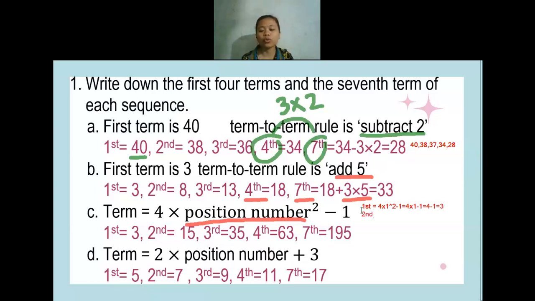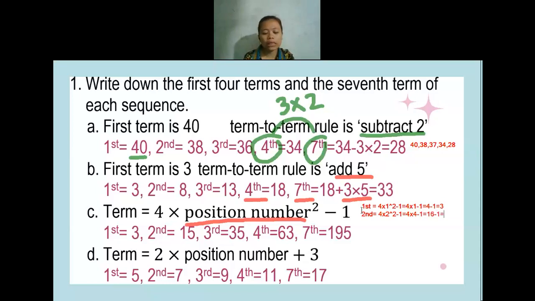For the second term, do the same thing. We replace the position number into number 2. So 4 times 2 square minus 1. We have to finish the power first. So we do 4 times 4 because 2 to the power of 2 is 4 minus 1. 4 times 4 is 16.